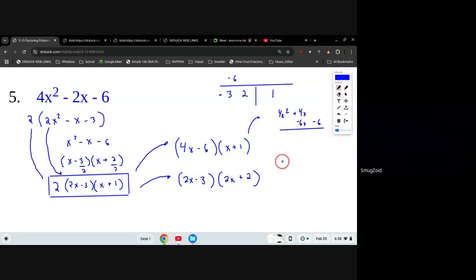2 times this would be 4x squared. 2x times 2 is plus 4x. You see this is going. It's going to get the same thing. Minus 6x. And this is minus 6. It's going to give you the exact same thing when you work it out.